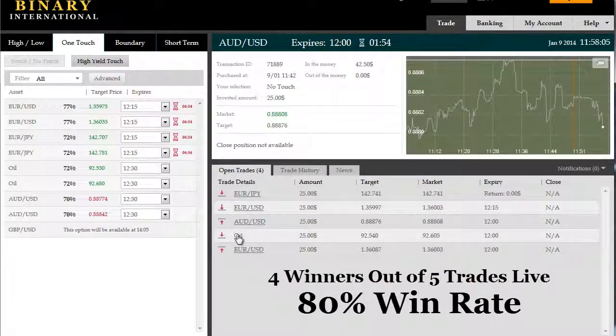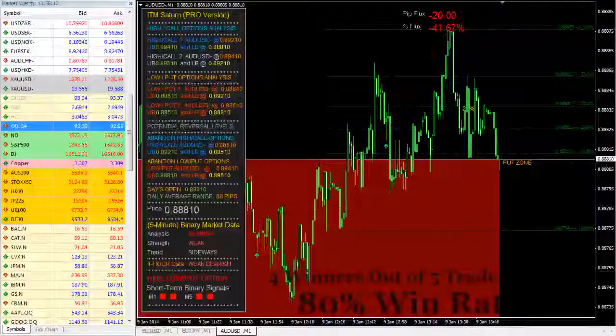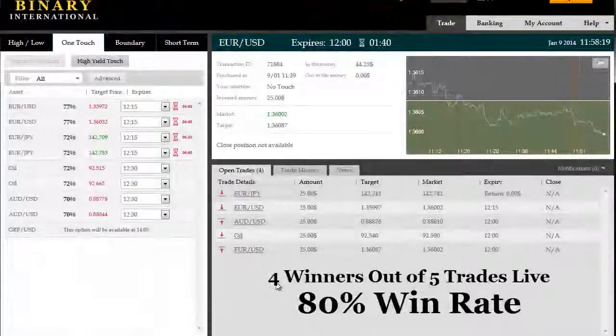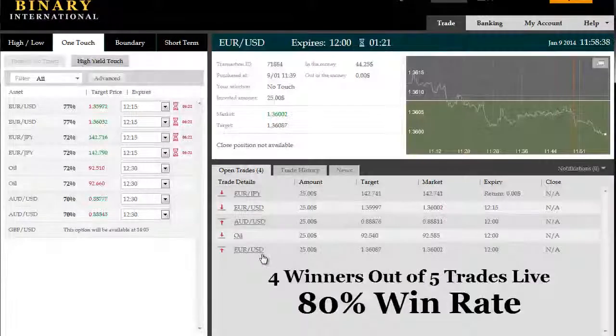So we have 4 and 1 at the moment that have been traded and have roughly 1 minute 50 seconds left to completion, all produced by ITM Saturn, indicating short-term directions to take 3 to 4 pip, one-touch, no-touch trades on the binary trading platform of your choice. In this case, I'm trading on Binary International, and it's fairly easy to make money on these short-term moves, which basically target 3 to 4 pips each and get a significantly good hit rate. In this case, we have a 4 out of 5 hit rate, and we're going pretty well.